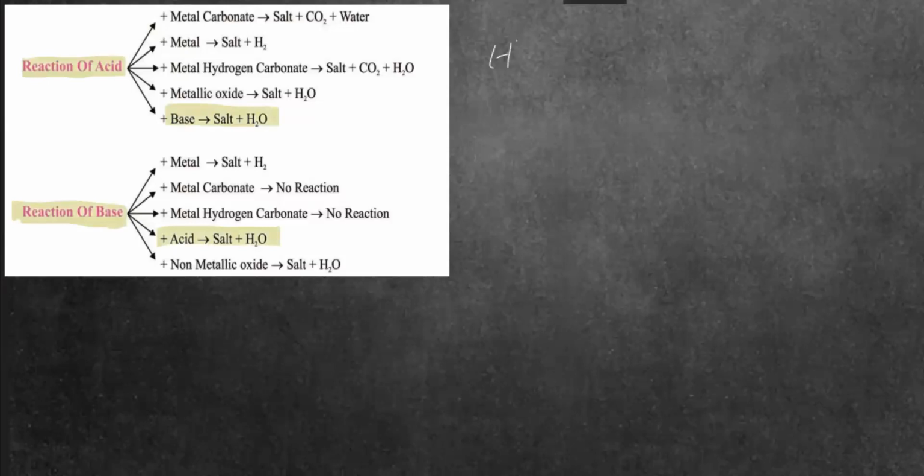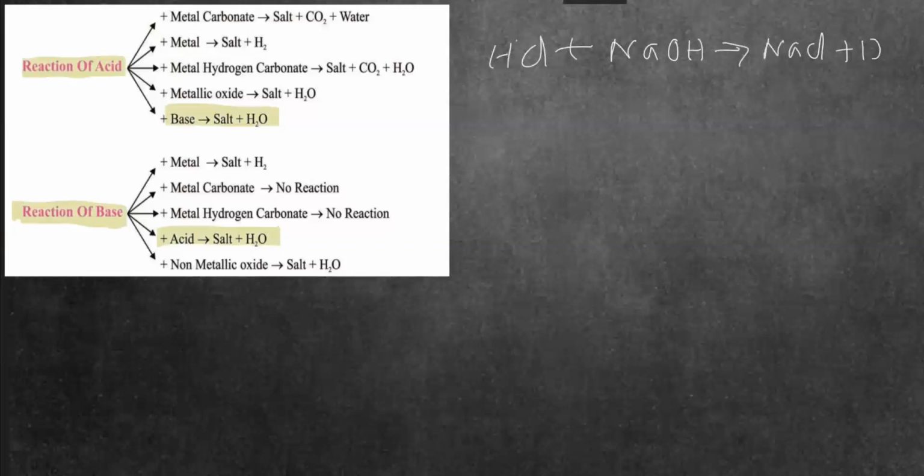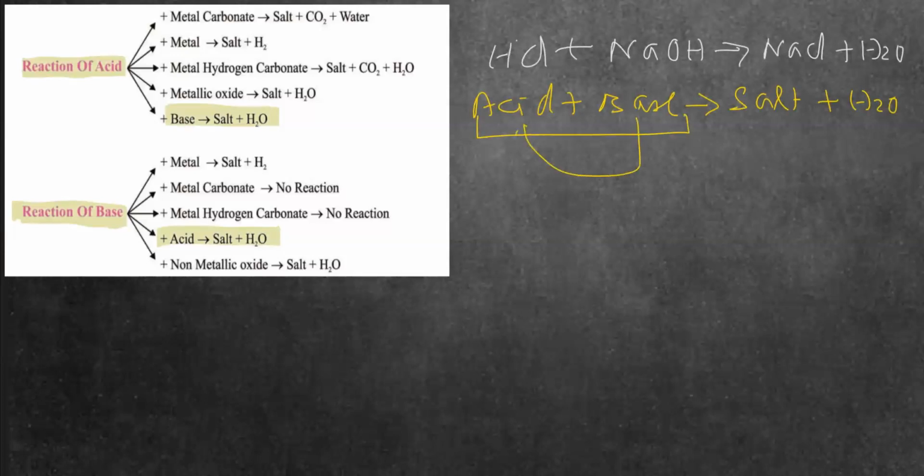So let's take an acid, say HCl. I've taken hydrochloric acid, and if I react it with a base, say sodium hydroxide, it will give you two products, that is NaCl and water. So the general reaction is: whenever an acid reacts with a base, it gives salt and water. This reaction is the so-called neutralization reaction, where an acid reacts with a base or a base reacts with an acid to give salt and water.